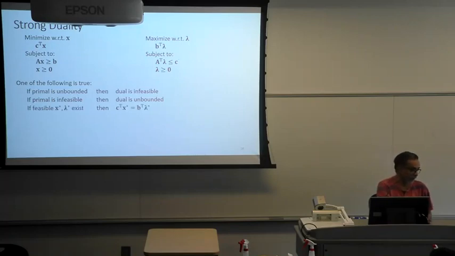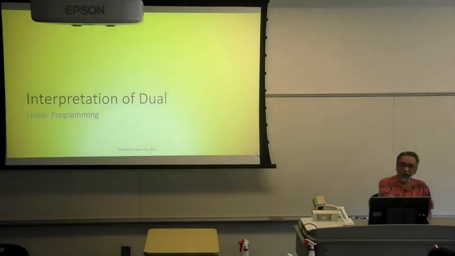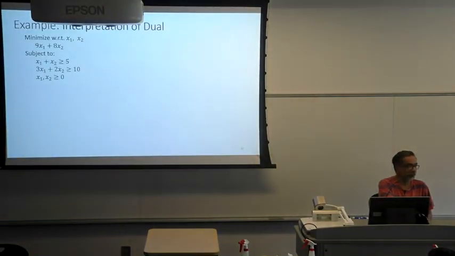Okay, and if x star, lambda star exists, then strong duality holds. Okay. Now we interpret the dual. I'll take up this example here. So I have this constrained optimization problem.